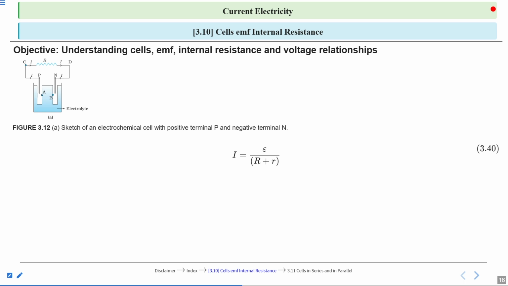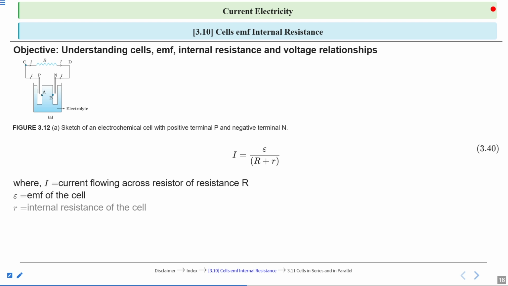Capital R is the resistance of the external resistor and small r is the internal resistance of the electrolyte. Epsilon is the EMF of the cell when no current is drawn from it, when the cell is not being used, and I is the current through it. I is the current flowing through the resistor of resistance R, epsilon is the EMF of the cell, and small r is the internal resistance of the cell.